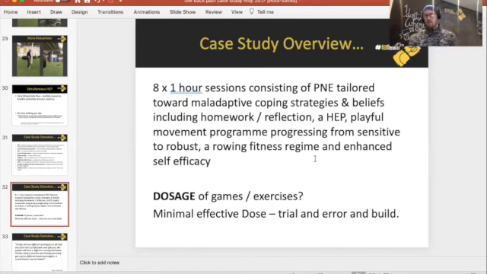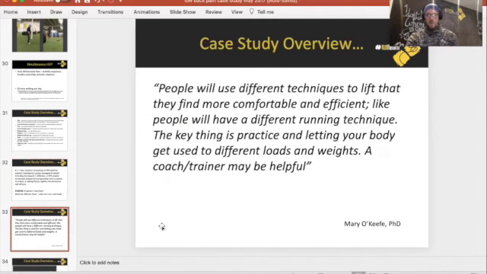Okay, minimal effective dose, something that Ben Cormack talks a lot about. And I like this quote from Mary. She's a great researcher in back pain, part of the Peter Sullivan group, where she talks about people will lift with different techniques that they find comfortable and more efficient for them, just like we do with running or anything else. And being able to practice and explore these are the best way to be able to figure that out. And a coach, trainer, or healthcare professional is going to potentially help.